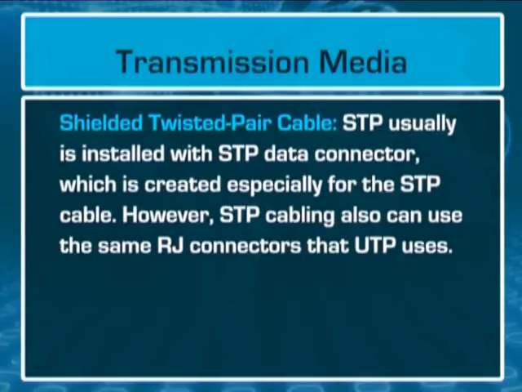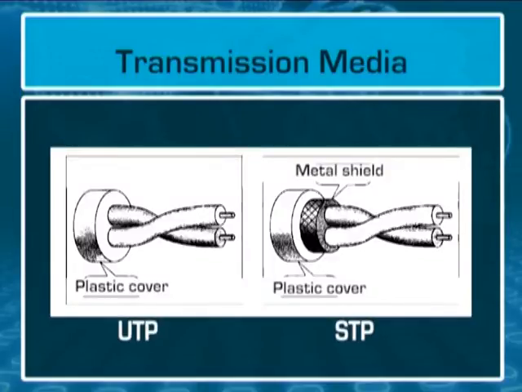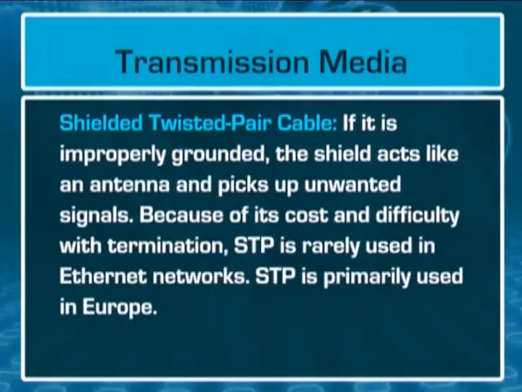Shielded twisted pair usually is installed with STP data connector, which is created especially for the STP cable. However, STP cabling also can use the same RG connectors that UTP uses. Although STP prevents interference better than UTP, it is more expensive and difficult to install. In addition, the metallic shielding must be grounded at both ends. If it is improperly grounded, the shield acts like an antenna and picks up unwanted signals.